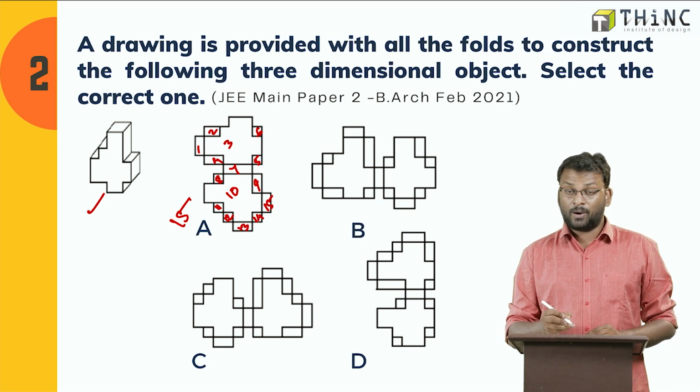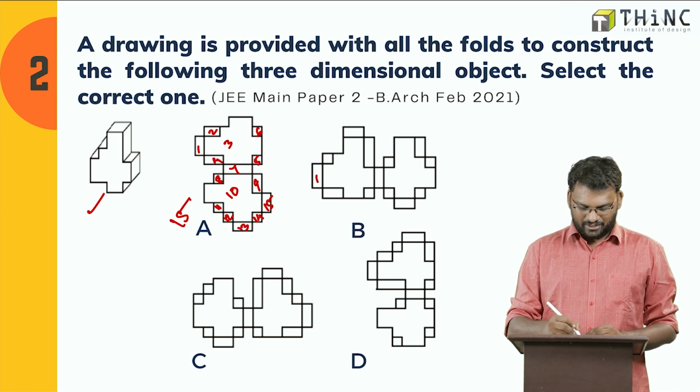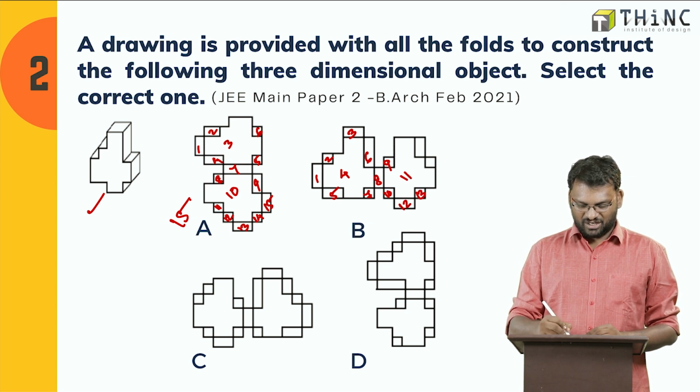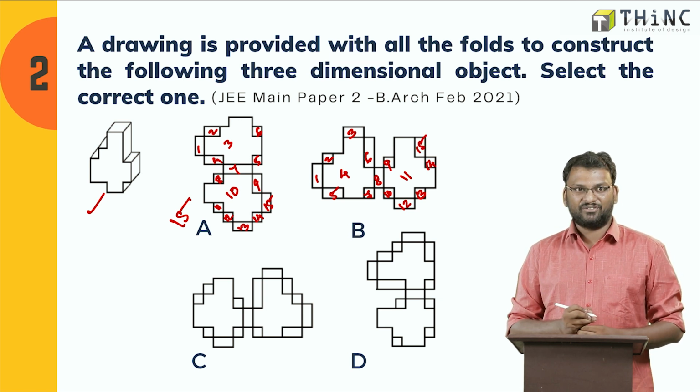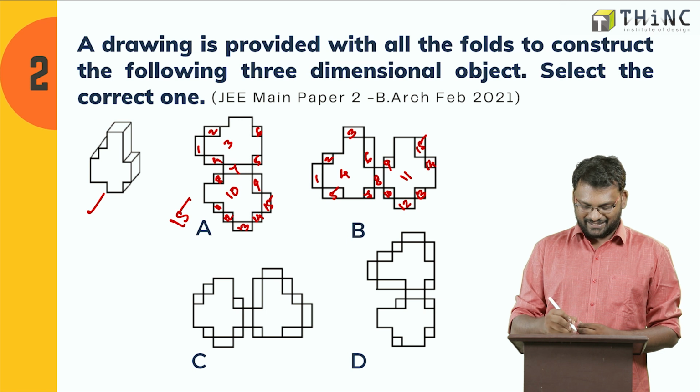Now we can move to option B. 1, 2, 3, 4, 5, 6 and 7, 8, 9, 10, 11, 12, 13, 14 and 15. Oh, options A and B are both having 15 closed figures. We are just marking 15 here for B.